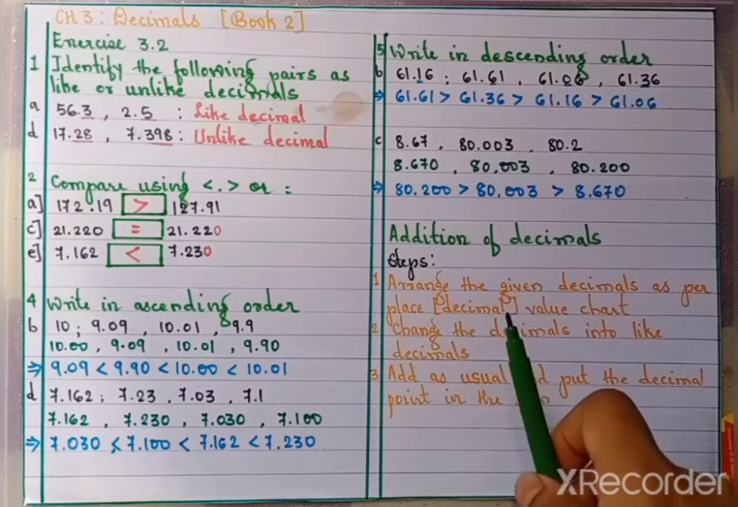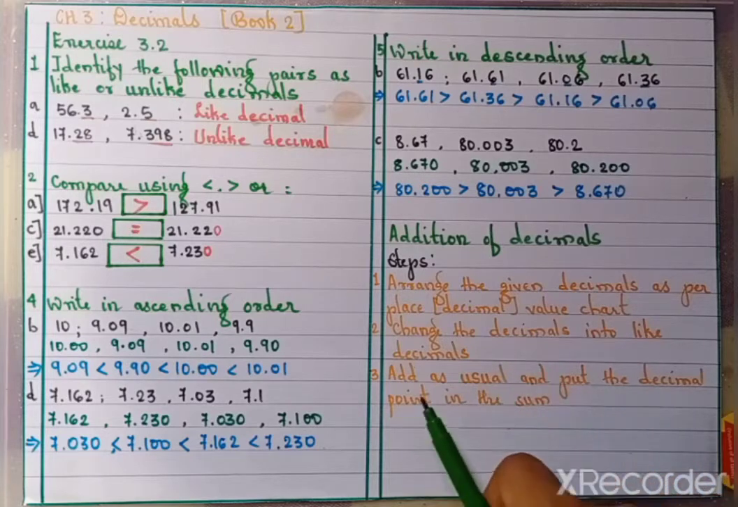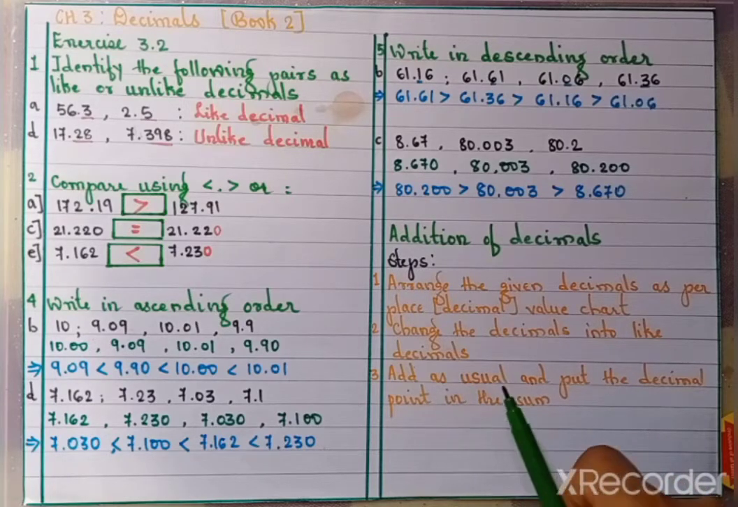If the decimals are unlike, we have to make them like and then we have to arrange them to add further. Add as usual and put the decimal point in the sum. Yes, we have to follow the usual addition method. The only thing we have to keep in mind is that we have to put the decimal point. We should not forget to put the decimal point. So let's solve an example for better understanding.